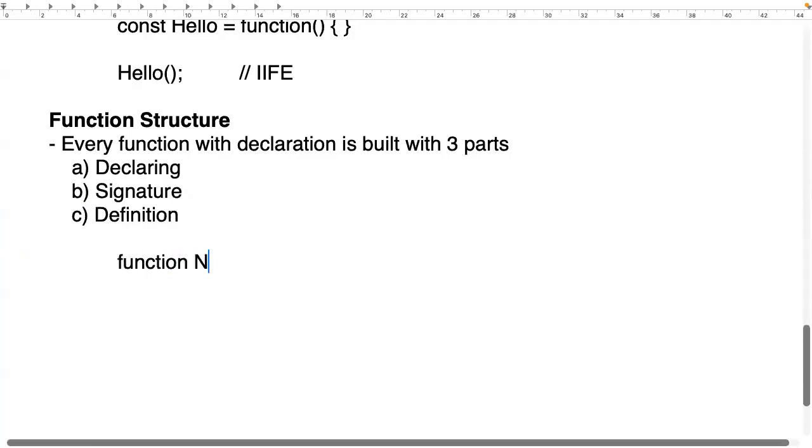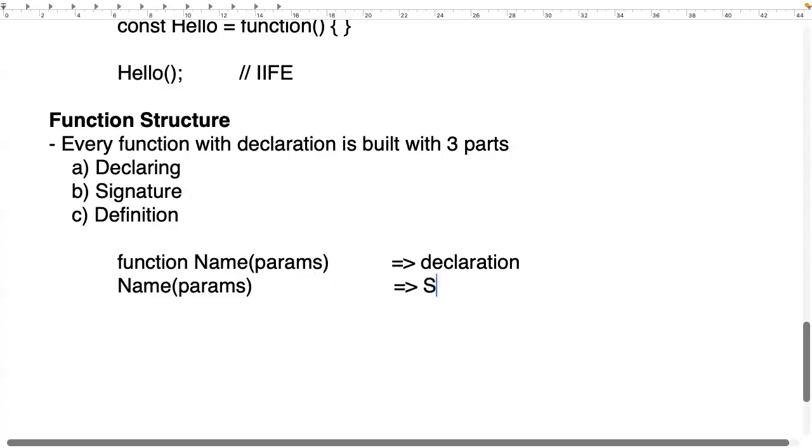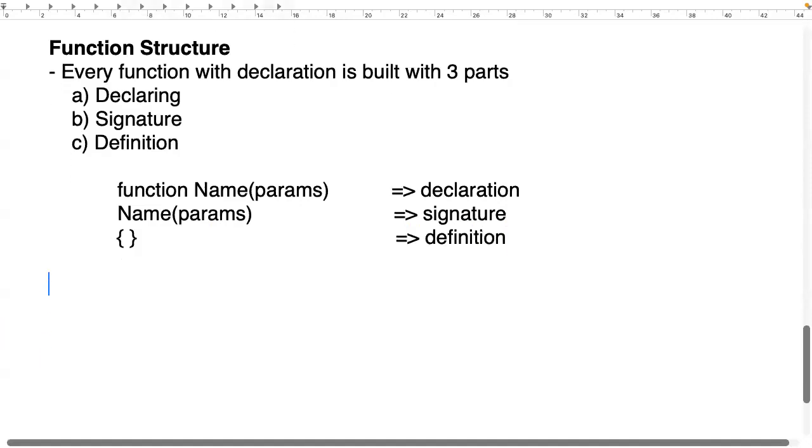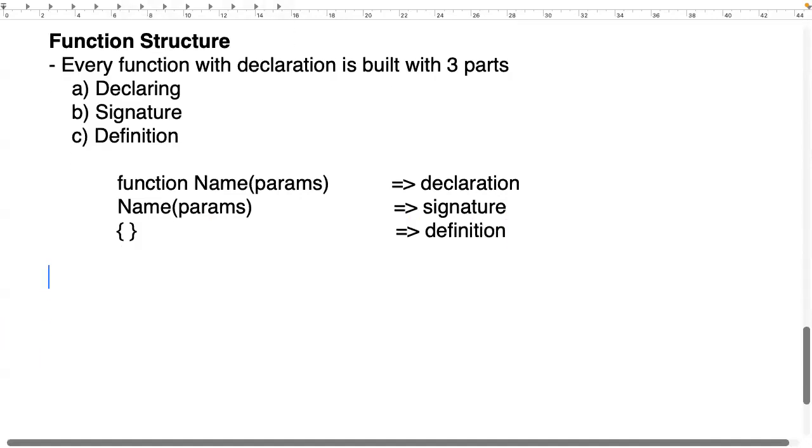So function and name and params. This is called as what? Declaration. That is called declaration. Name with parameters, this is called as signature. And what functionality it does? This is called as what? Definition. Every function has these three parts. So we have function declaration, function signature, and function definition.